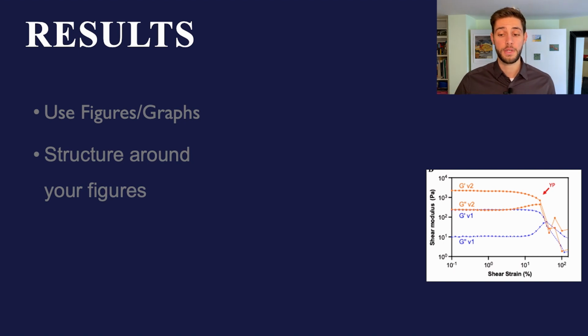So from this graph, for example, I'd say V2, which is the orange lines, have a greater shear modulus than version 1, V1, which are the blue lines. That's the one takeaway. And the second takeaway is I want you to look at the red arrow and see that the yield point for V2 is higher than the yield point for V1. Done. 2 points. You don't have to talk about the whole graph and all your different findings.